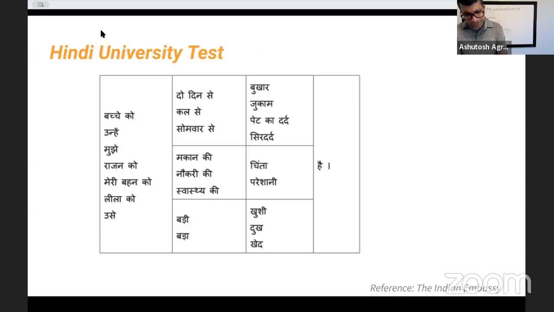Okay. Nandini ji. उन्हें सोमवार से जुकाम है. They've had a cold for 2 days. Rajan को मकान की चिंता है. Rajan is worried about the house. उसे बड़ी खुशी है. He's very happy.